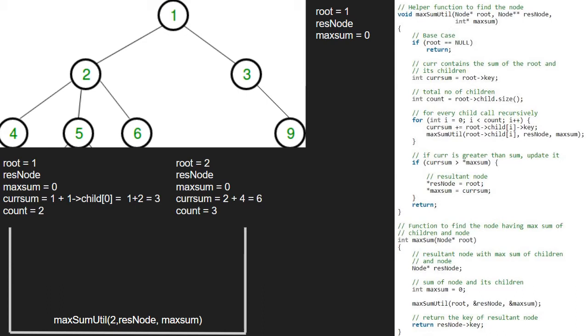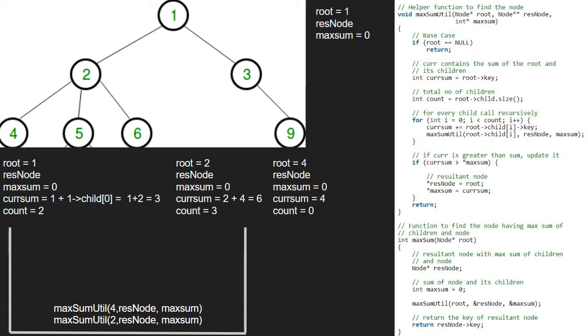Next we pass the first child of 2, that is 4, to the max sum util function along with rest node and max sum. So root will be 4. Since root is not null, we take a cur sum which will be equal to root's key, that is 4, and a count variable which will be 0 as 4 does not have any children.